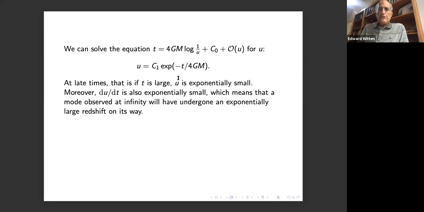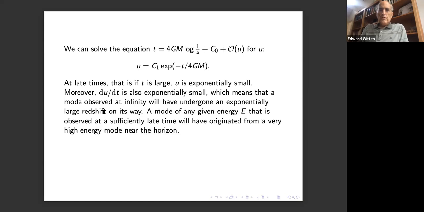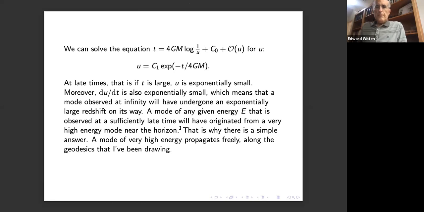Also, dU/dT is very small. So a mode observed at infinity with an energy of order 1 will have originated from a very high energy mode near the horizon that underwent an exponentially large redshift. So any mode of any given energy E that you observe at a sufficiently late time originated from an ultra high energy mode near the horizon. That's why there is a simple answer. Roughly speaking, a mode of very high energy propagates freely along the geodesics I've been drawing.